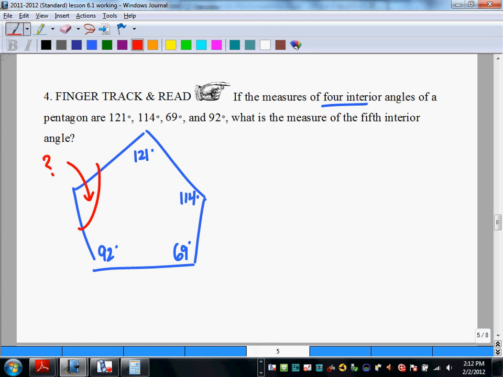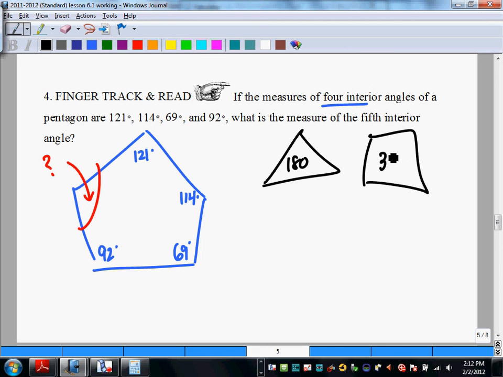So, what can we find out? What kind of things can we find? How are we going to find the last angle? Add them all up. Okay. This is a pentagon. Triangles add up to 180. Quadrilaterals add up to 360. How are you going to find out what a pentagon adds up to? Sides minus 2 times 180. That's how we get the sum of the interior angles. So we're going to go sides minus 2 times 180.